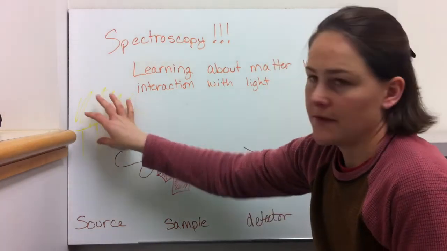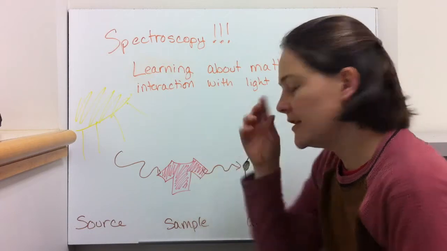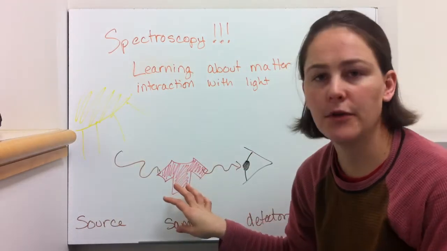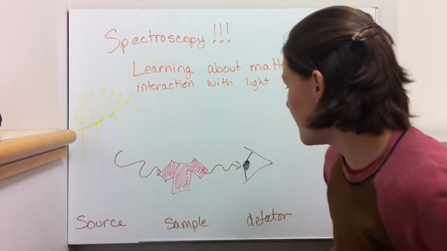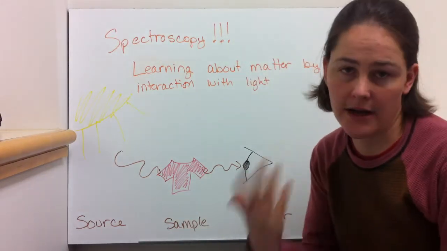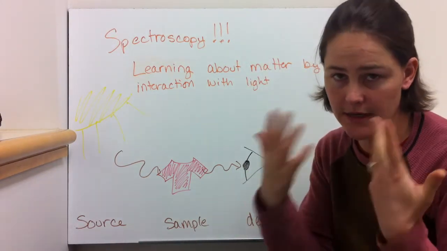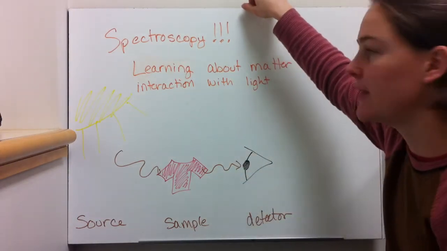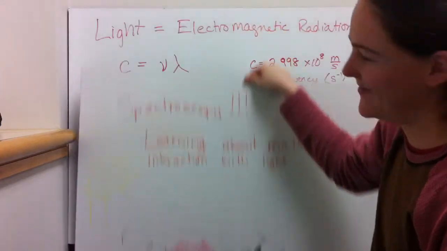So basically if you have sun, it shines off a red t-shirt into your eyeball. You have a source, which is the sun, the sample, which is the red t-shirt, and your eyeball, which is the detector and wavelength differentiator, because we're seeing different colors. So that's sort of the premise, and we're going to explore that in much more detail.